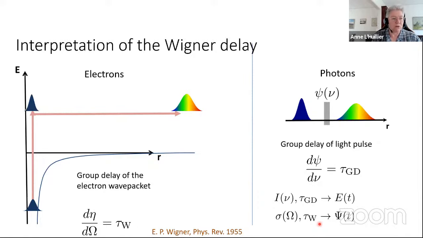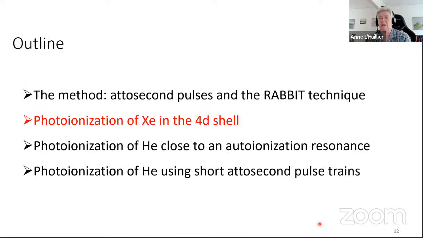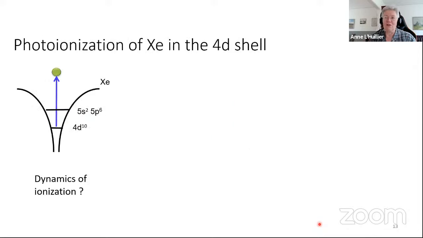So I'm now coming to the first example of how we apply this technique. I'm going to show you a rather difficult, complicated phenomenon, which is the photoionization of xenon, not in the outer shell, but in the 4D shell, which is just below. So the question is really, what is the dynamics of the photoionization process? What happens when you shine XUV radiation on xenon?